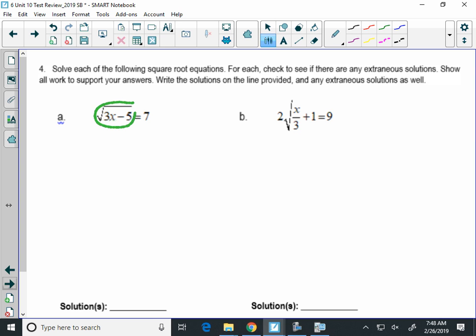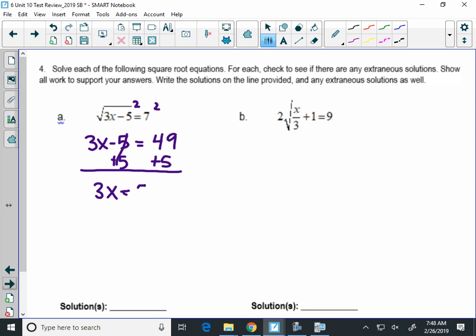In A, we double check. Remember, we double check that there's nothing going on outside of that radical bubble. And there isn't in this problem, so we are able to start by squaring both sides. We need to get rid of the square root. When I square the left-hand side, the square cancels. It's the inverse of the square root. So I have 3x minus 5 equals 49. From here, it's really easy just to solve this problem by adding 5, 3x equals 54, and dividing by 3. And we get that x equals 18.